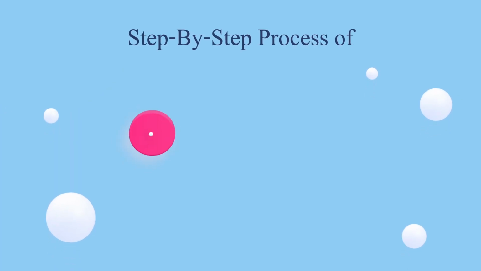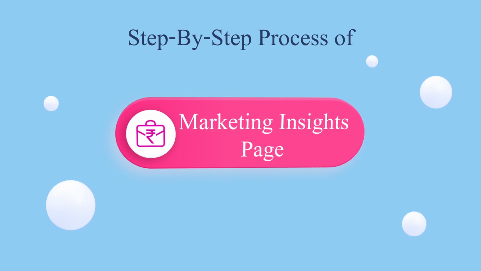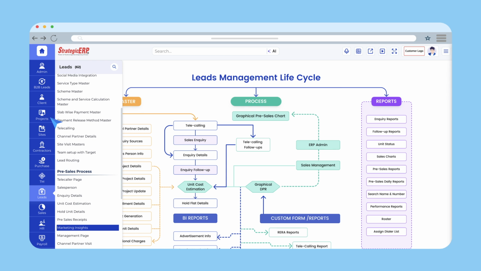Let us understand the step-by-step process of using Marketing Insights page in Strategic ERP. This form gives you an overview of campaign analytics, cost incurred per campaign, lead sources, total number of lead count and the cost average per lead. Navigate to the Marketing Insights form under the Leads Management module.